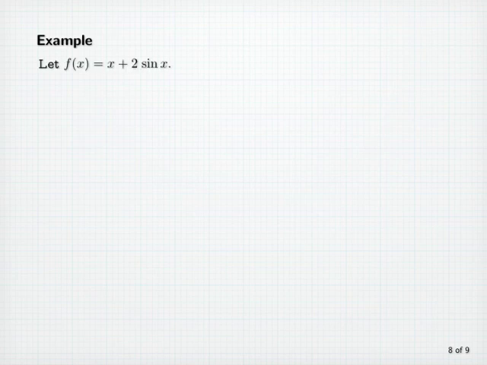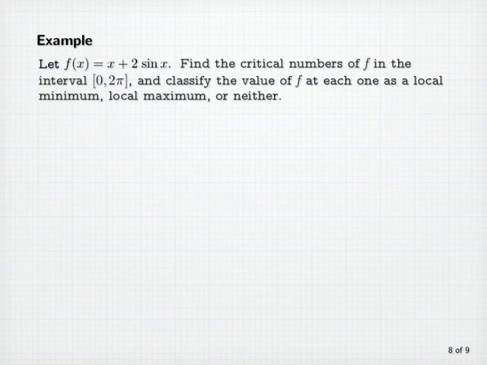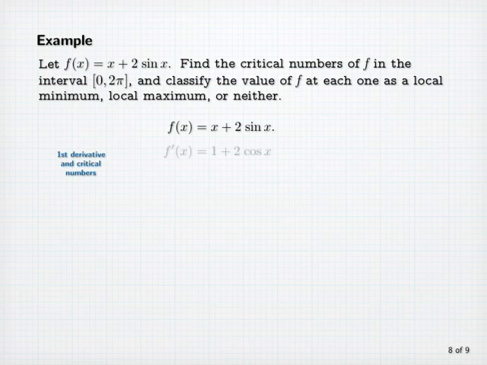Example. Let f of x equal x plus 2 times sine x. Find the critical numbers of f in the interval 0 to 2 pi and classify the value of f at each one as a local minimum, local maximum, or neither. Let's start by computing the derivative and finding the critical numbers. F prime of x is 1 plus 2 times cosine x, and that's equal to 0 when cosine x has a value of minus 1/2.